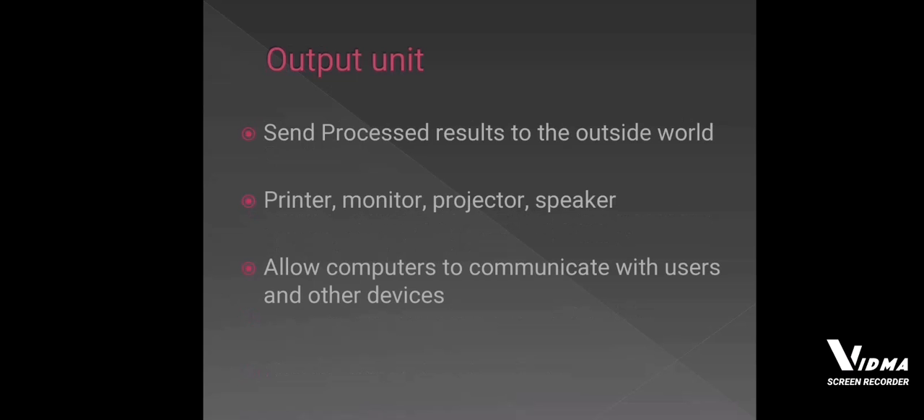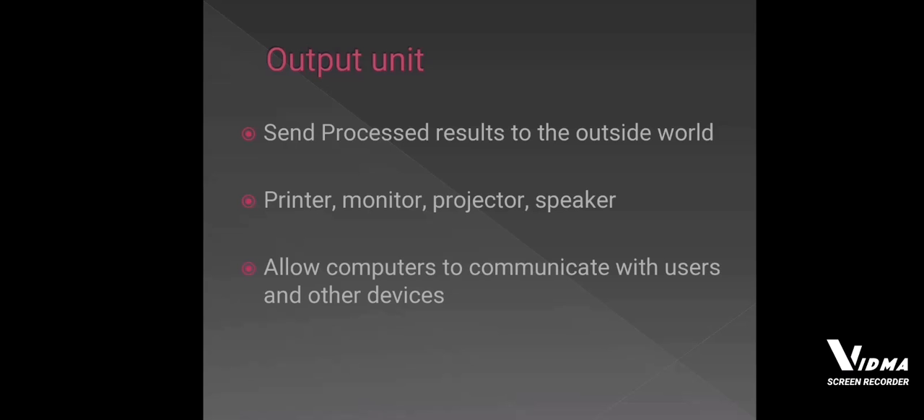And the fourth one is the output unit. It sends the results to the outside world. The outside world is where we can display our result, either on a monitor, printer, projector or whatever else. It allows the computers to communicate with the users and other devices.